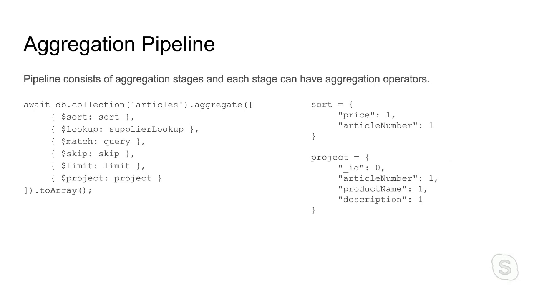When you define this project object, when you set a first property to 1, then you have to name and include all the rest you want, except the underscore ID, which is always included, so you have to specifically exclude it. And at the end, again, just make it to an array.